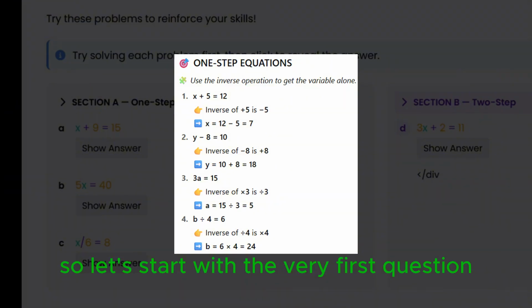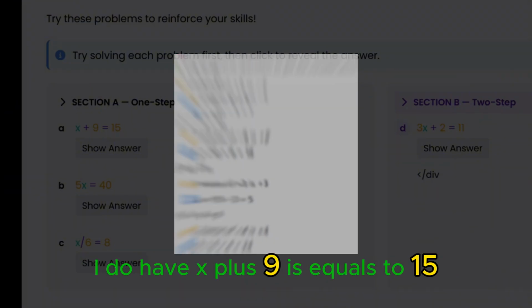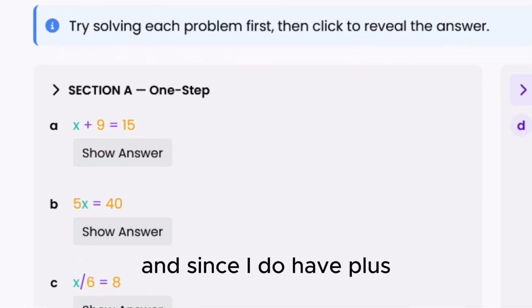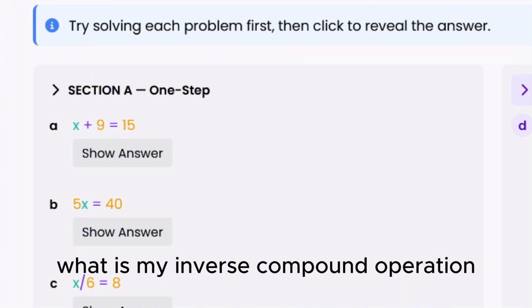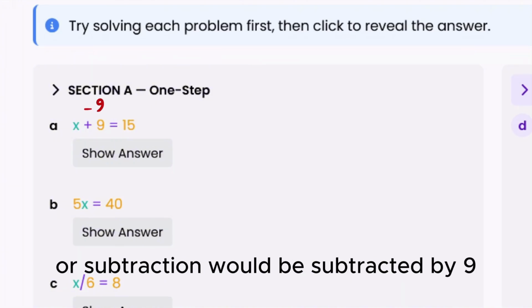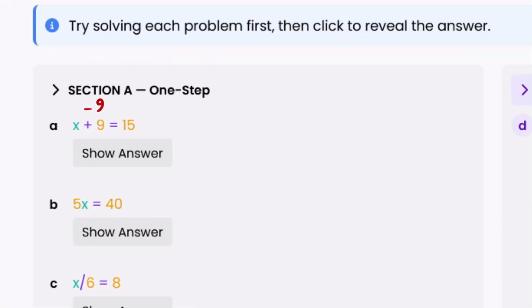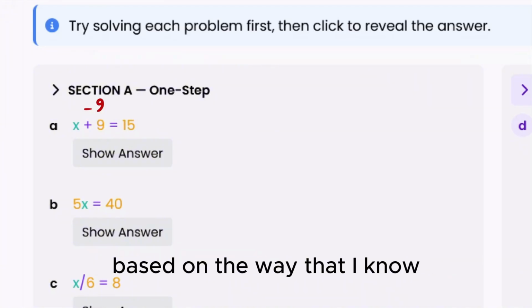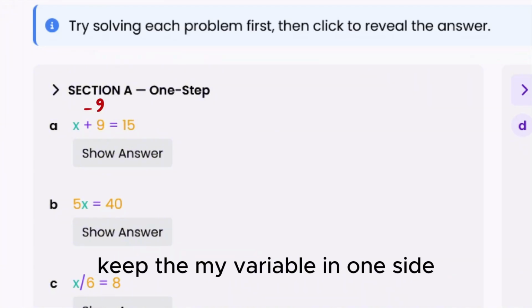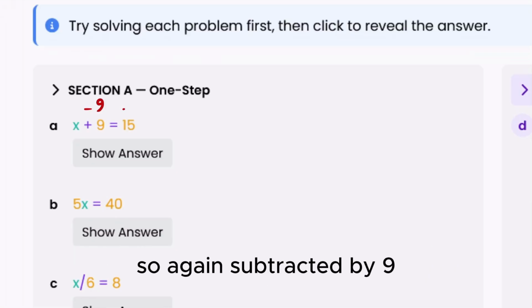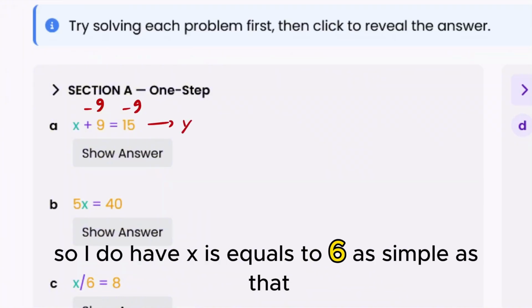So let's start with the very first question. I do have x plus 9 is equal to 15. My x is the variable. I would like to find it based on the facts that I have. And since I do have plus, what is my inverse operation? It would be subtraction, subtracted by 9. It means that I have to move the number to the other side, keeping my variable on one side, and after that I can understand what the real answer for my question is. So again, subtracted by 9, I do have x is equal to 6.